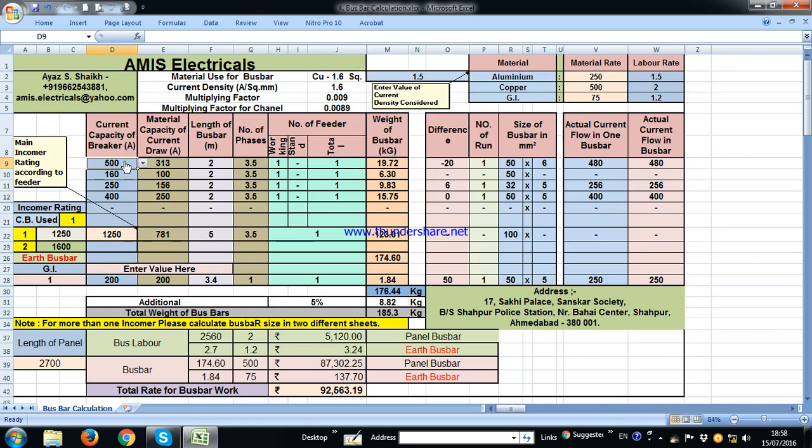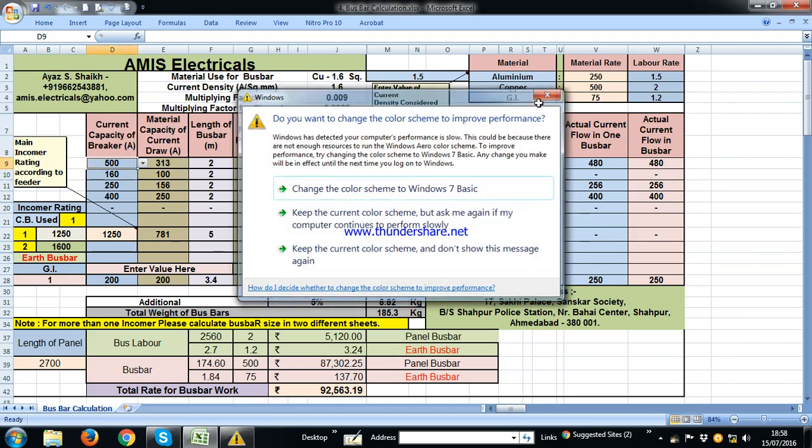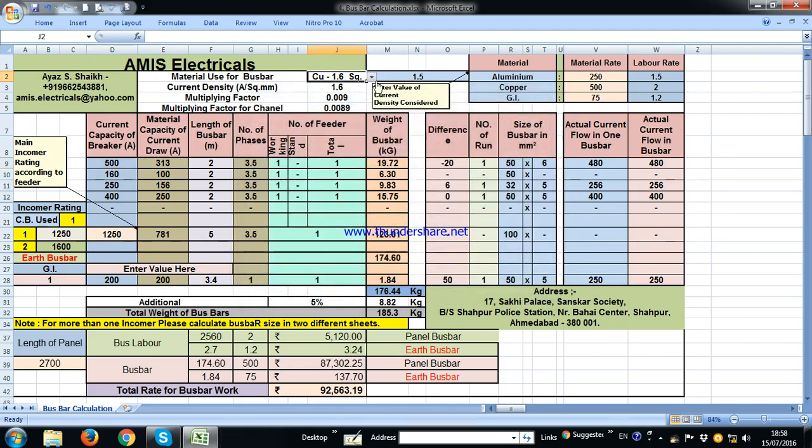Here we have to add the current capacity of a breaker. Here we are using 500 ampere, 60 ampere, 250 ampere, 400 ampere breaker, and accordingly we are getting, if we are using aluminium 0.8 current density, then we are getting 505, material capacity of current is 625. Length of a busbar, suppose we are using 2 meter. Number of faces, in number of faces we have 1, 3, 3.5 and 4. Suppose we are using 3.5.